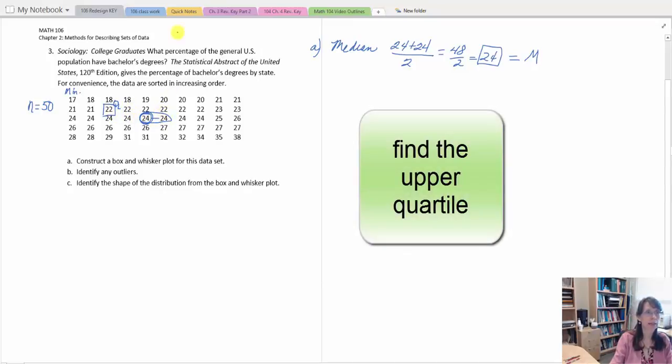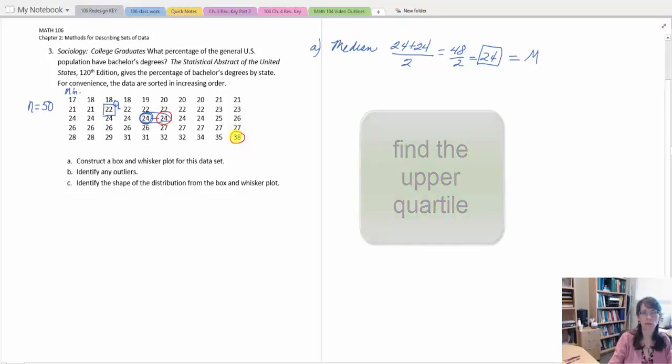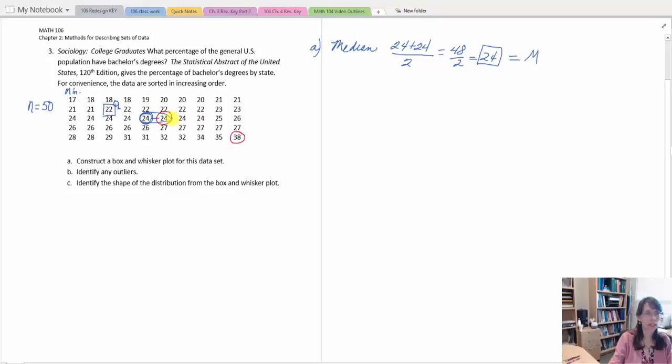Then I will look for my upper quartile. Starting at 24 in the red circle, going to the largest value of 38, counting 13, the red box, number 27, is the upper quartile. What we're doing when we're finding quartiles is we're finding that halfway measurement from the minimum to the median, and then the median to the maximum.